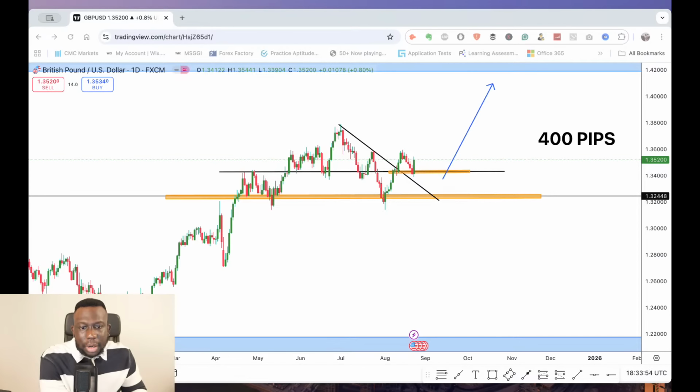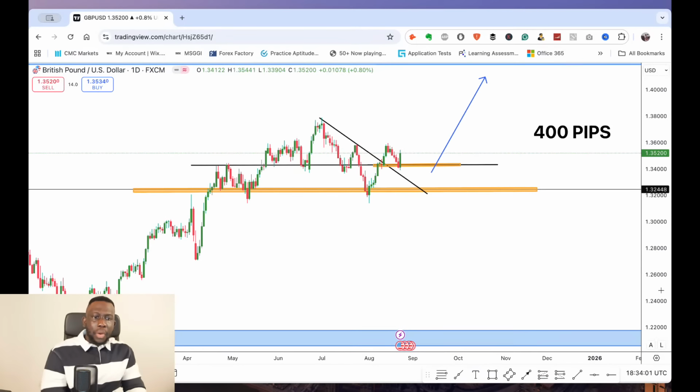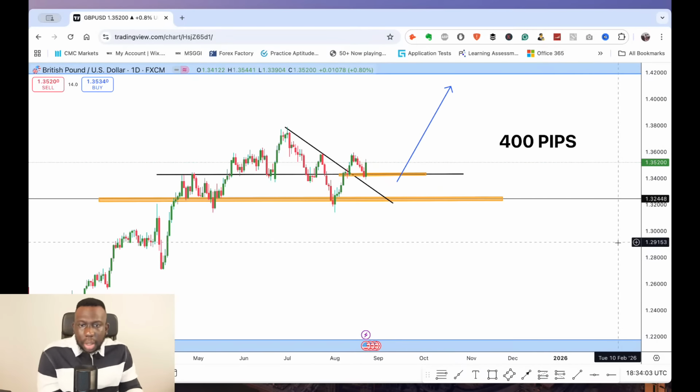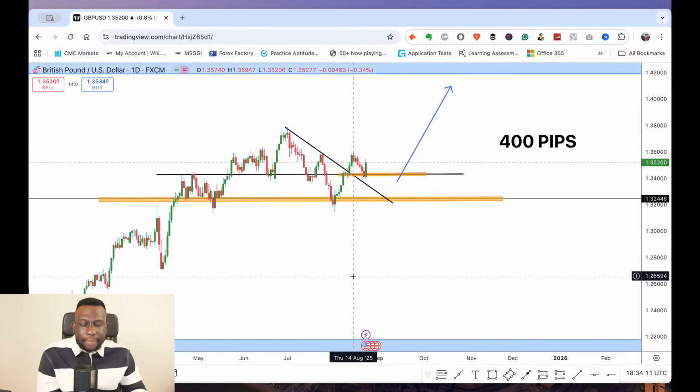But for the first time in a long time, I feel like we have a setup that we can definitely and absolutely trade. It's one thing to find a setup, it's another thing to be able to get the best entry and exit strategy to be able to get into the market.